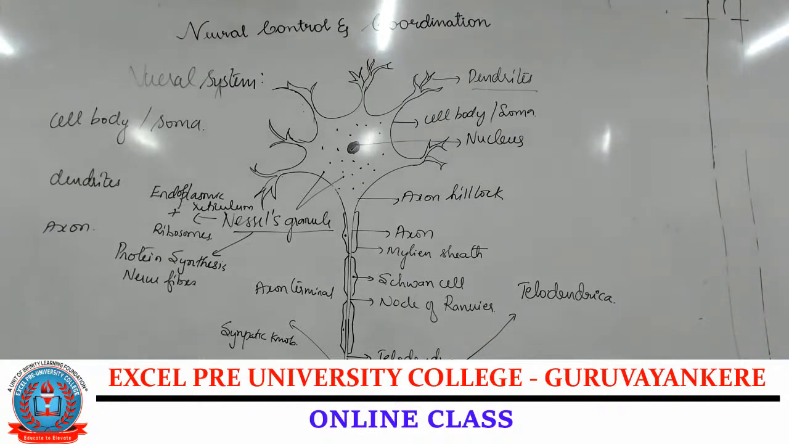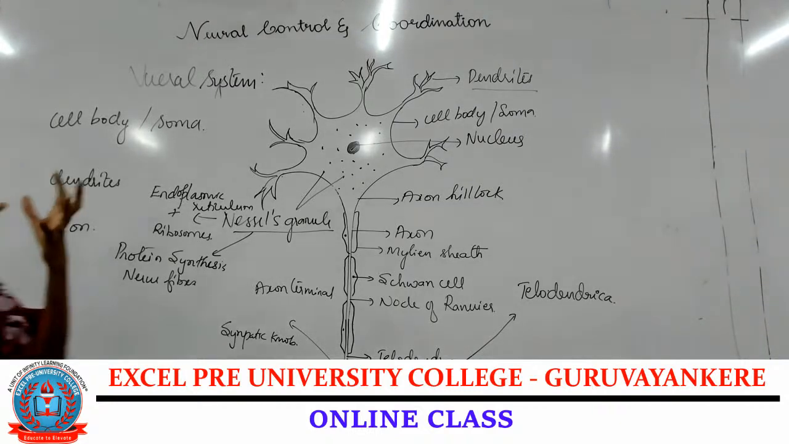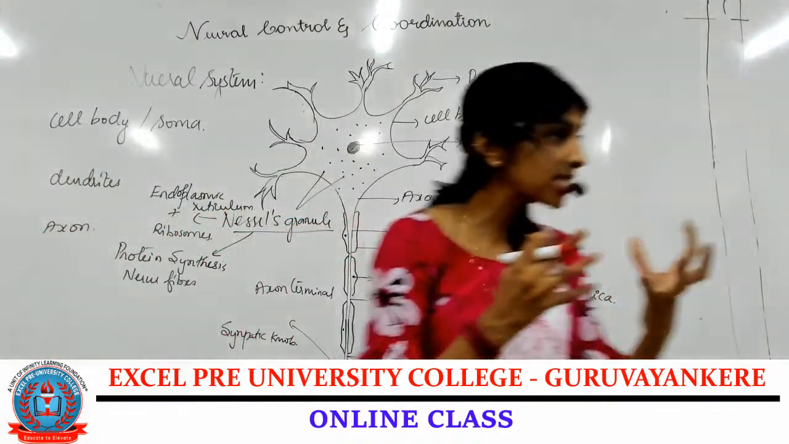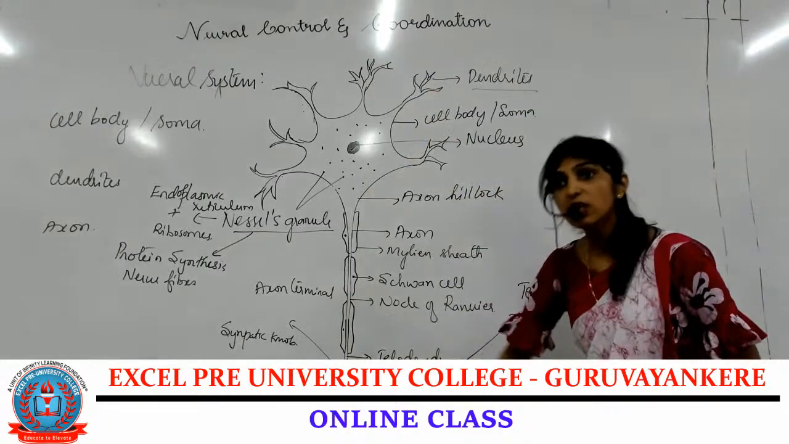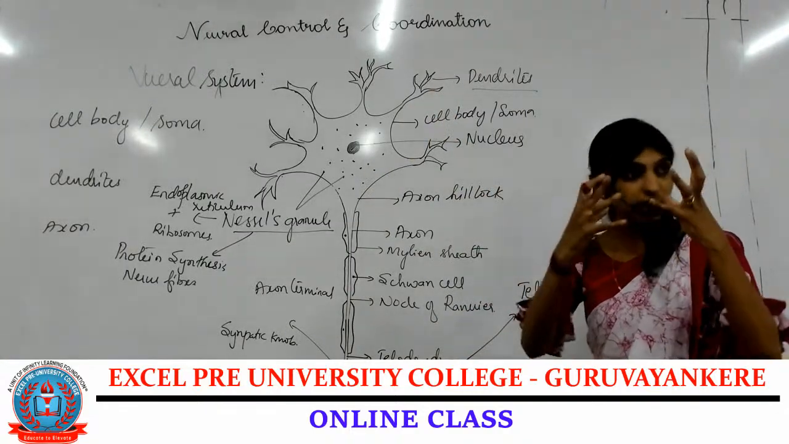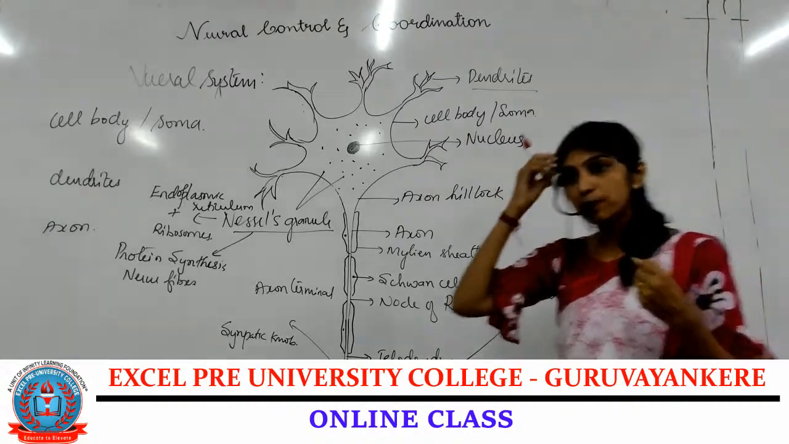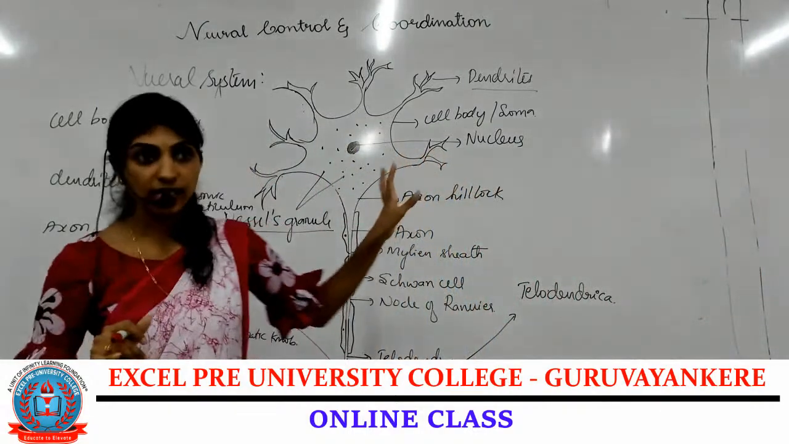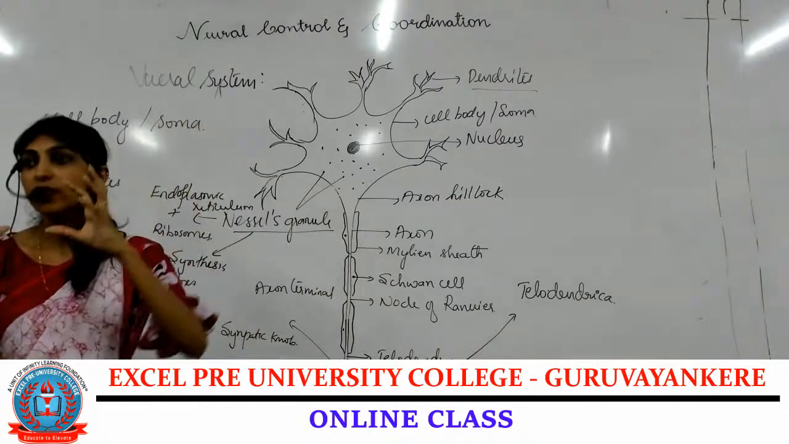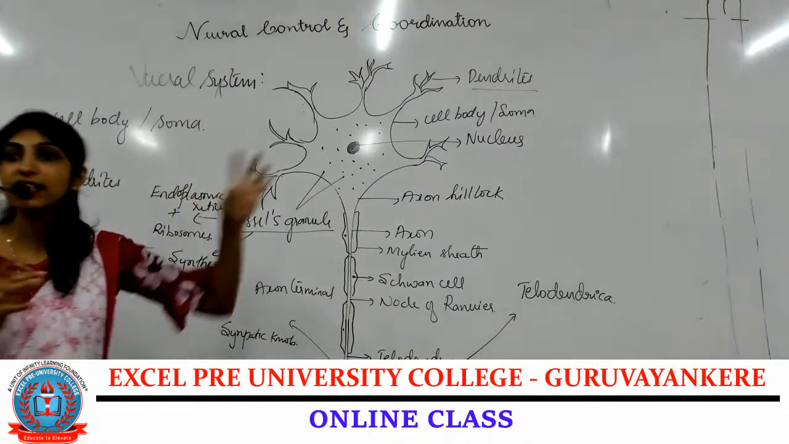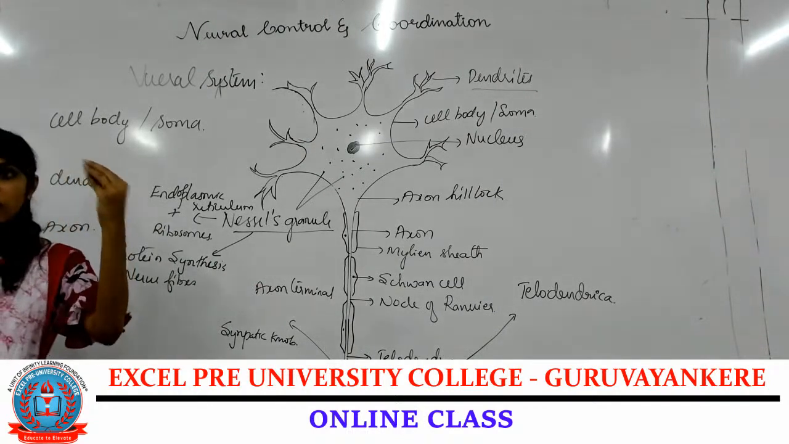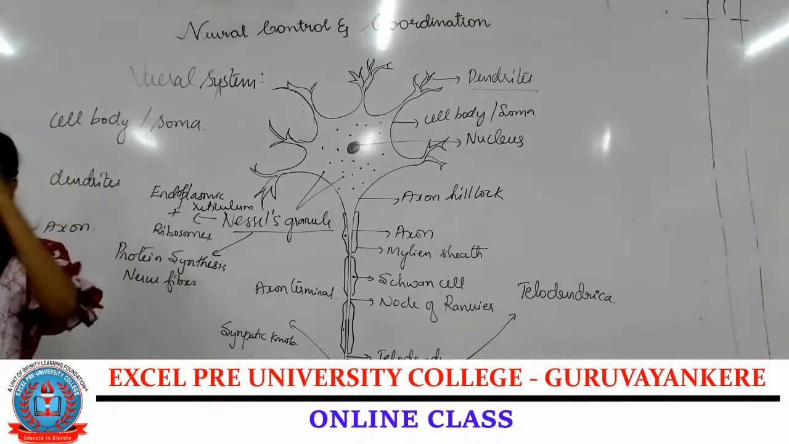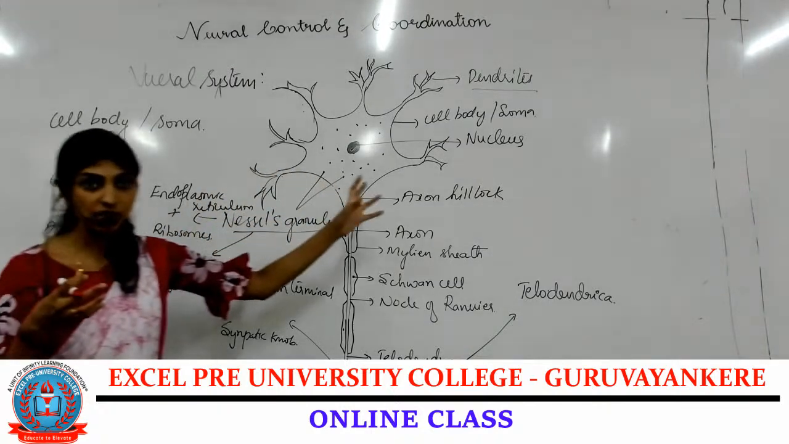These dendrites, what is the function of dendrites? Yes, it receives the signal. It detects and receives the signal or impulse which will be transmitted along the neurons. Dendrites are the ones which detect and receive the signal, and it is transmitted along the neurons. The signal is passed from one neuron to another, and it will be received mainly by the dendrites.